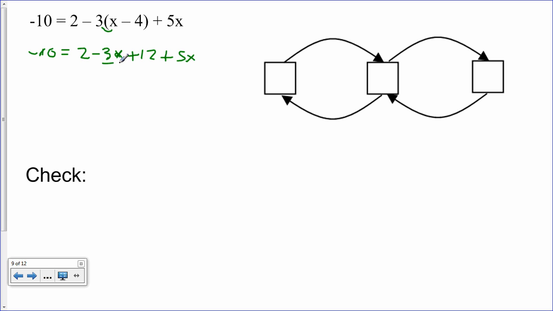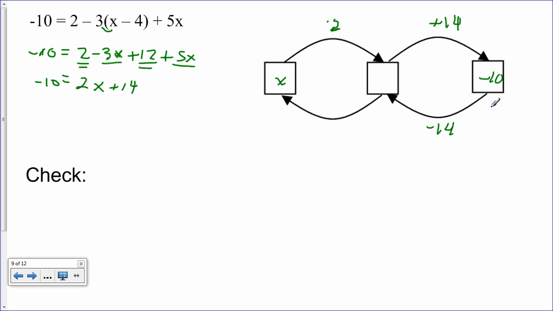So we look at our like terms. We combine the negative 3x and the 5x, and that's 2x. We combine the 2 and the 12, that's 14. And that gives us negative 10. Okay, so 2x plus 14 equals negative 10.